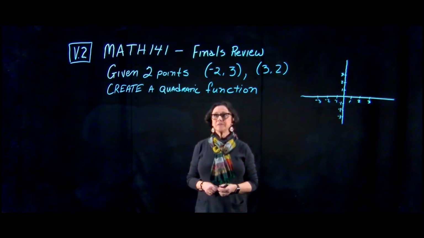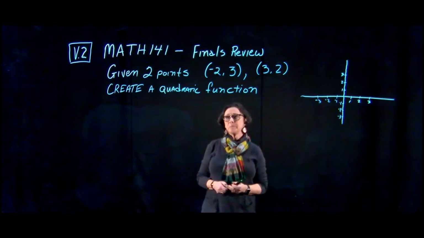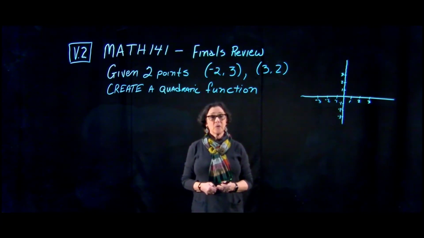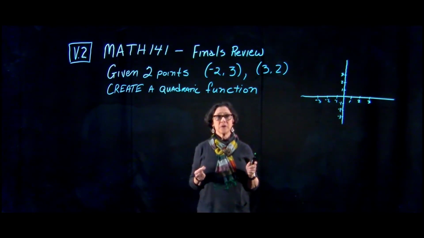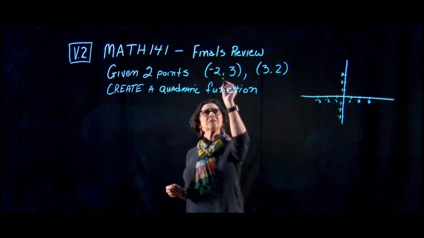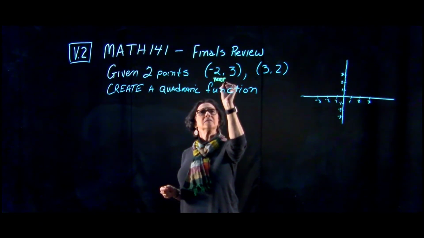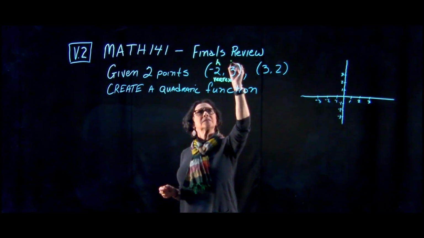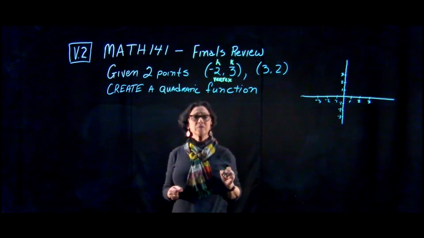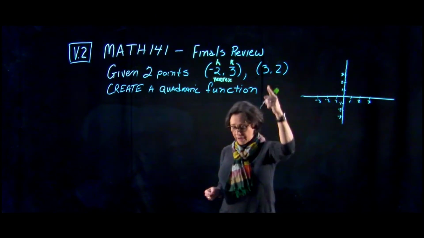This is a video for Math 141 Finals Review. Given 2 points, I'm going to ask you to create a quadratic function. Before we can do that, we need to have the points identified for us. We're going to use this point here as our vertex. So this is our h value, and this is our k value for our vertex. And this is just another point that happens to be on the graph.